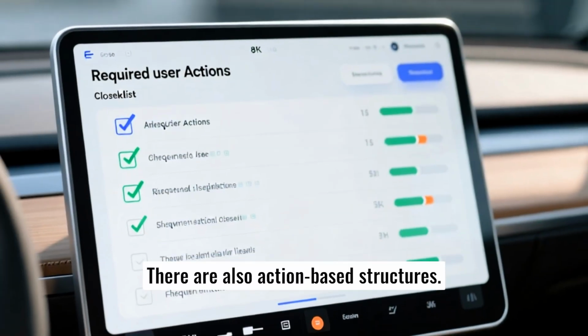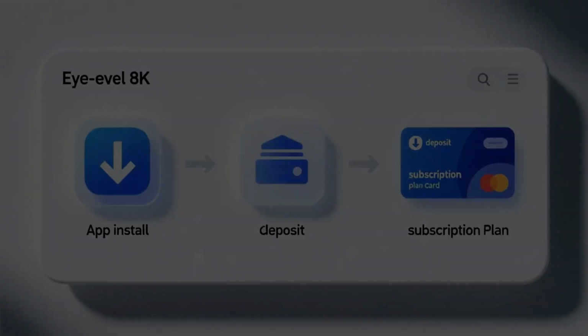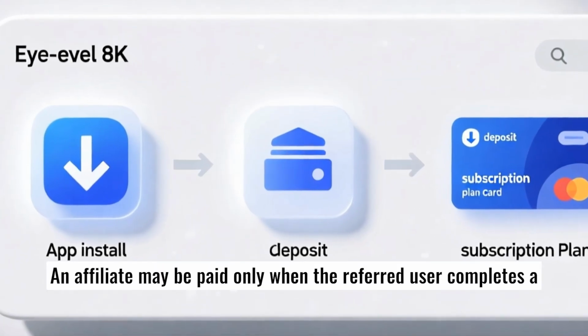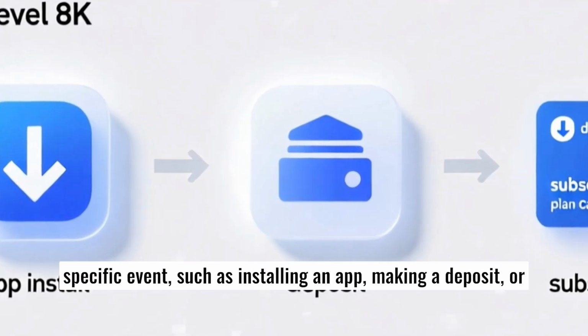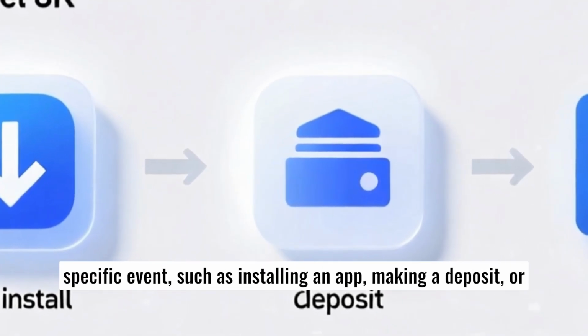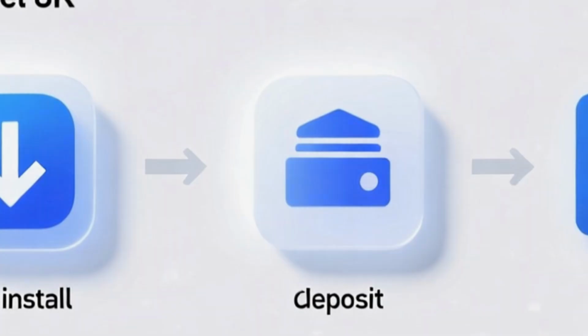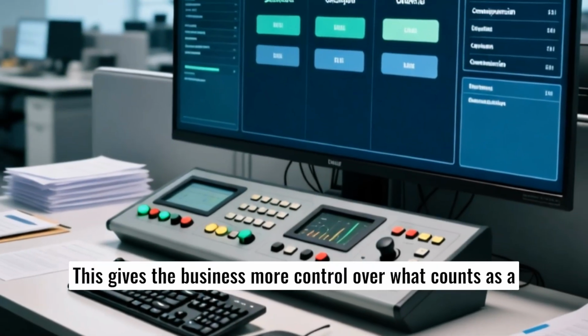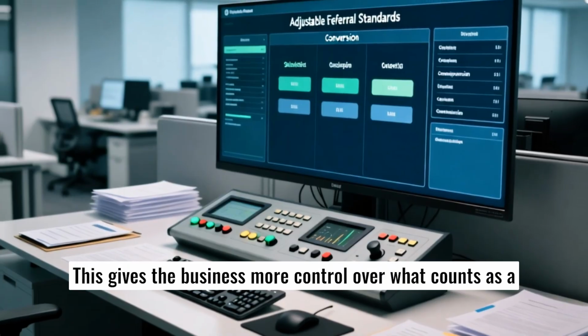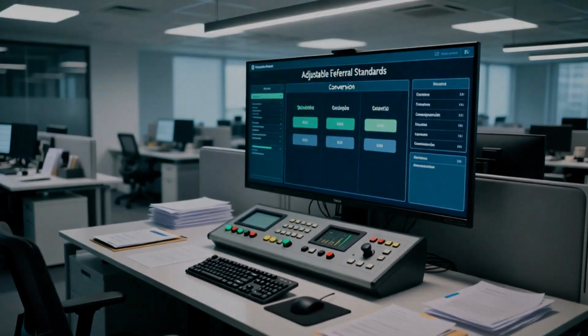There are also action-based structures. An affiliate may be paid only when the referred user completes a specific event, such as installing an app, making a deposit, or subscribing to a plan. This gives the business more control over what counts as a valuable referral.